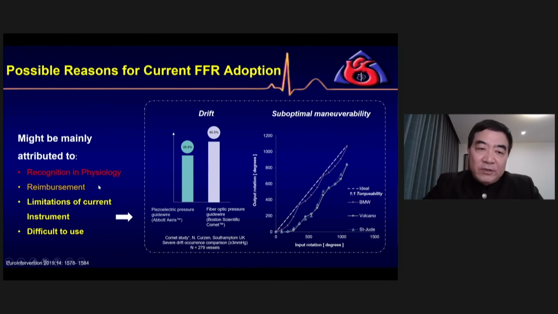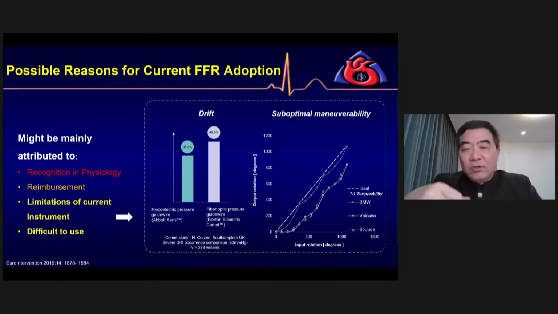The recognition of physiology is not equal. Secondly, and more importantly, is reimbursement, because the flow wire is more costly than a coronary stent. Therefore, operators would rather put in a stent instead of using the wire to re-evaluate. And third is the limitation of the current instruments. For example, for tortuous lesions, beginners are not used to using the wire, and there are also difficulties in using it, as I mentioned.